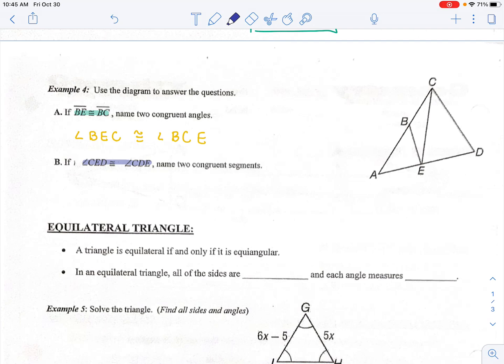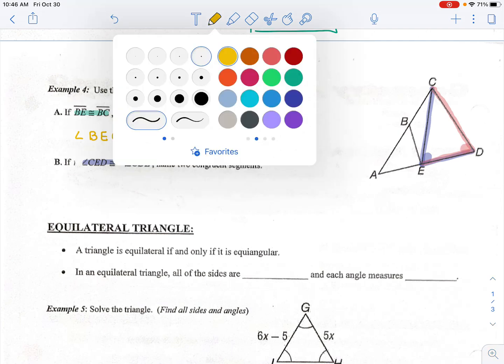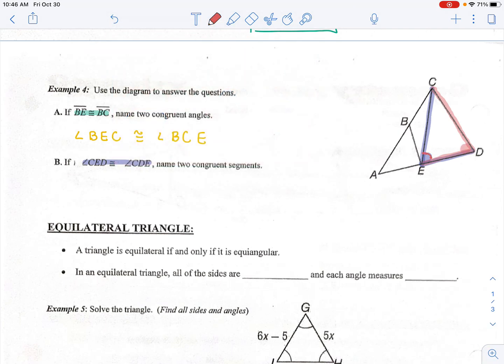All right, the next one says angle CED is congruent to angle CDE. Name two congruent sides. All right, so let's see. CED, C to E to D. This angle right here is going to be congruent to C to D to E.